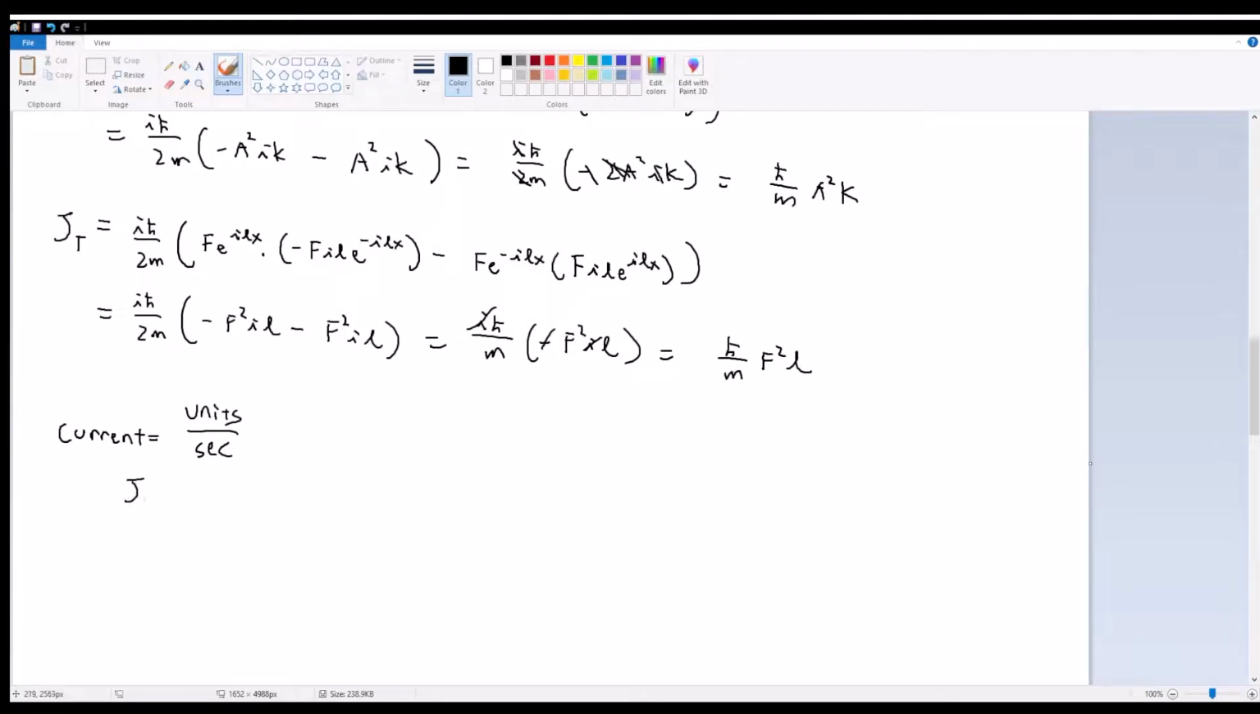And just to flesh this out, j t divided by j i is going to equal t units per second times seconds per i units. And this is just going to be probability of t divided by probability of i, which is going to be the relative probability.